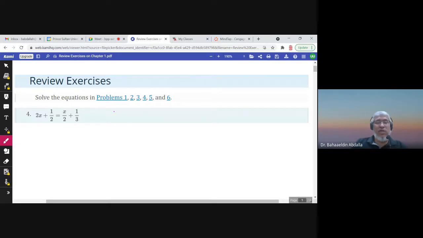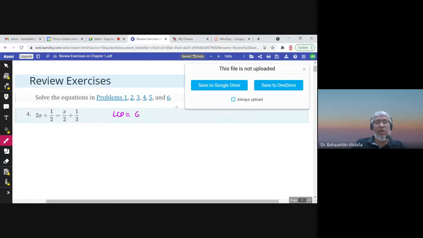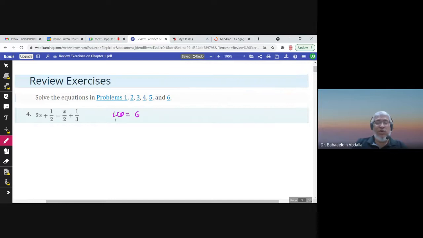So the LCD here would be 3 times 2, which is 6. So I will multiply both sides of this equation by 6. So 6 times 2x plus 6 times half equals 6 times x over 2 plus 6 times 1 over 3. Okay, so I get 12x.